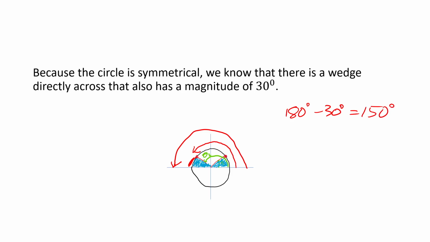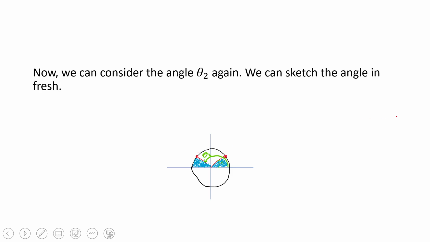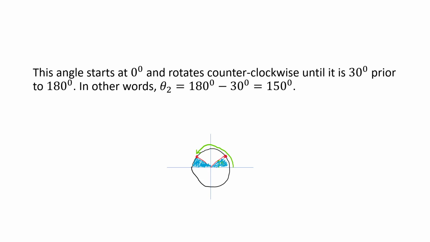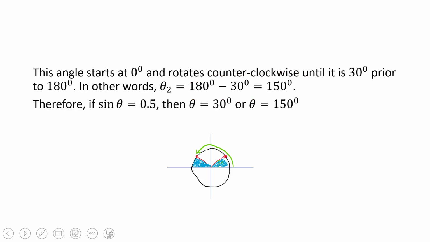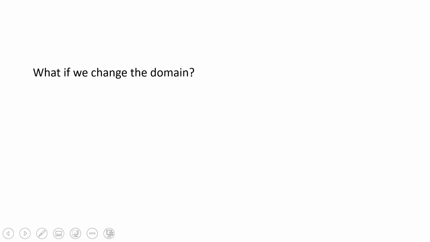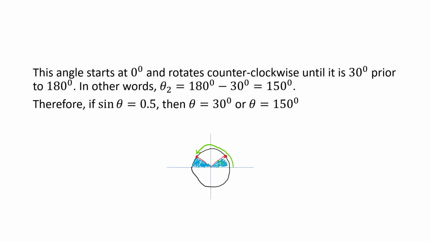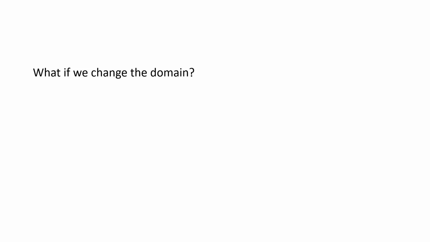So we traveled 150 degrees. And so we can see that our angle is 150, our second angle. Okay? And there we go. We've got ourselves a couple of answers. One answer is 30 degrees, and one answer is 150 degrees. All right, now we're feeling happy about that, but what if we change the domain?